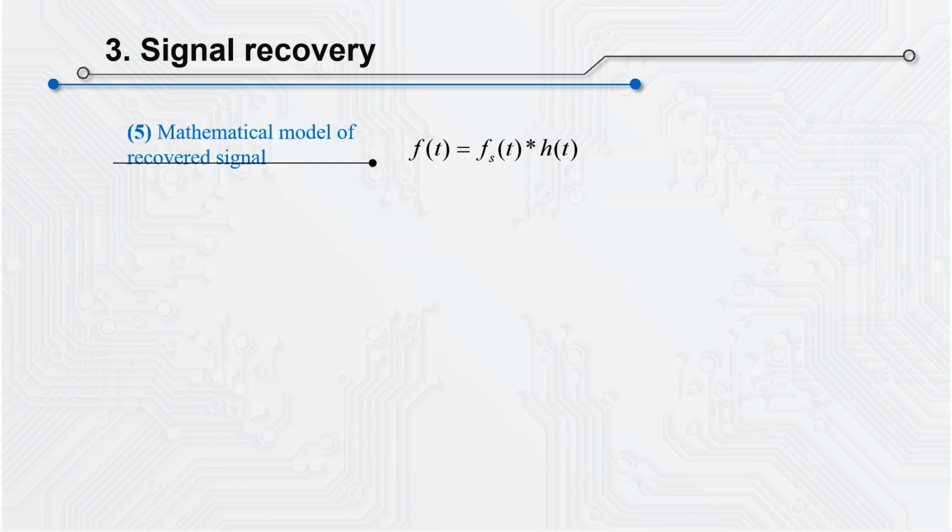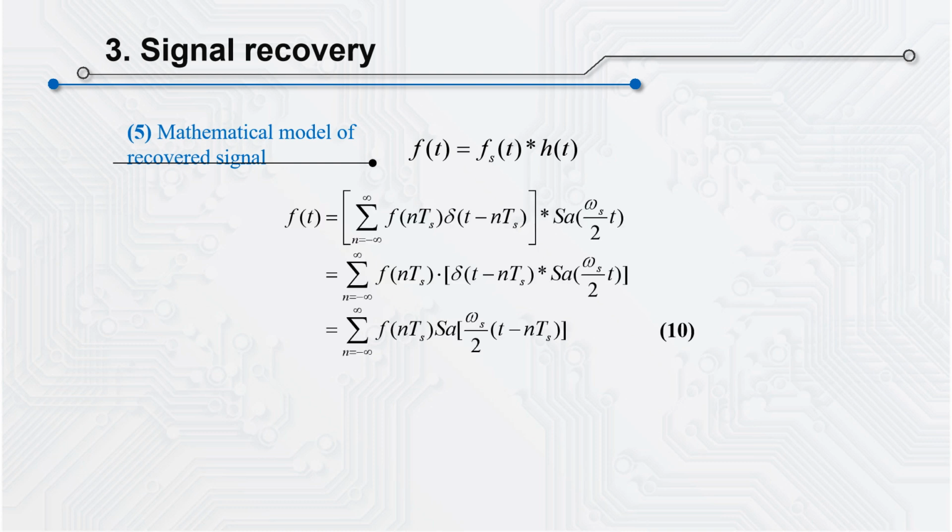For the recovered f(t) in the time domain, f(t) is equal to the convolution of fs(t) and h(t). h(t) changes according to the law of Sa, and the original sample signal is convolved with h(t). We can get such an operation. This is the expression of fs. This is the expression of h(t). Convolve the two. According to the nature of the impulse function, we can get Formula 10. This is the mathematical model of f(t).